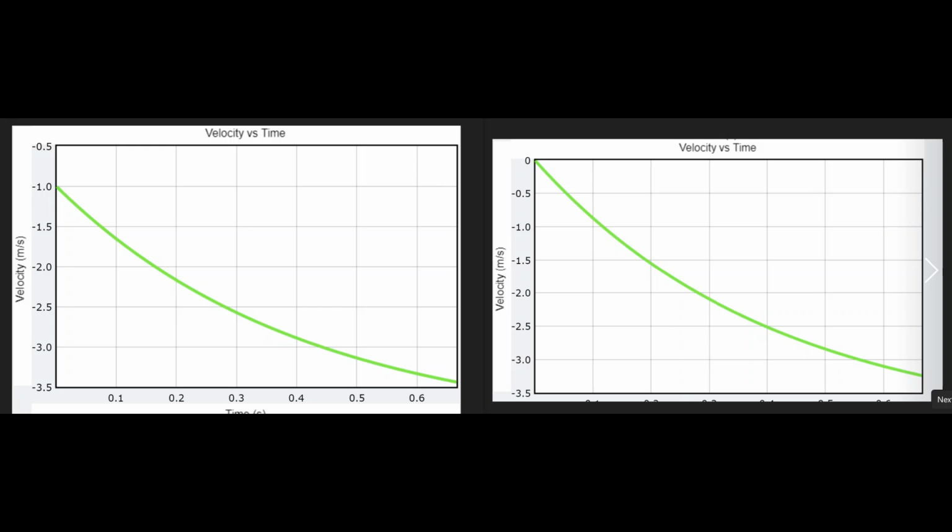We can see this in the GlowScript model I made, where the ball has an initial downwards velocity.